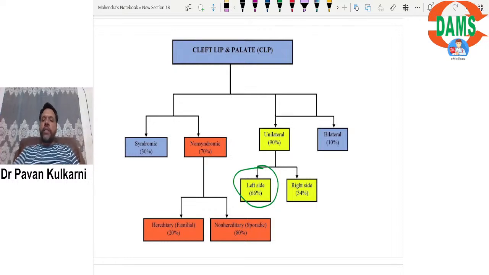So most of the cases of cleft lip and cleft palate are unilateral, and 66% of the cases involve the left side of the face, the left side of the palate, the left part of the lip. The most important points here: most cases of cleft lip and cleft palate are non-syndromic, and if you see the site of involvement, the left side is the most common site.